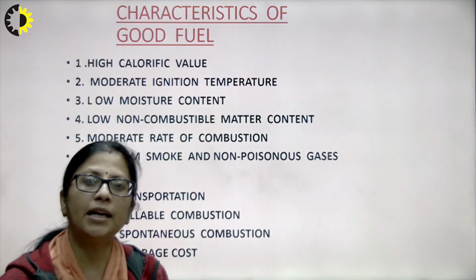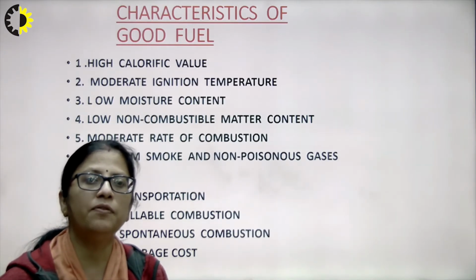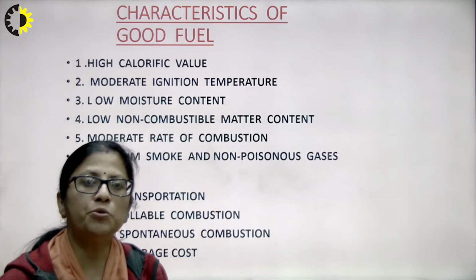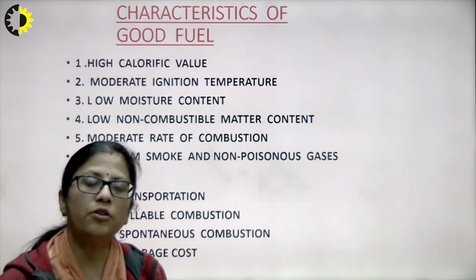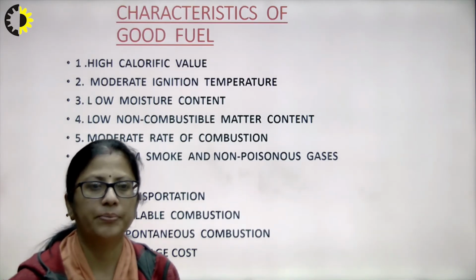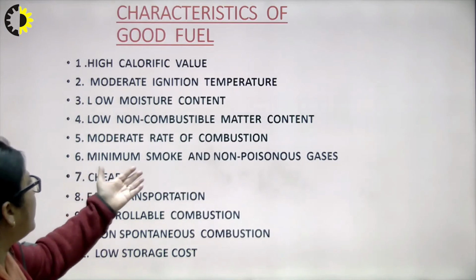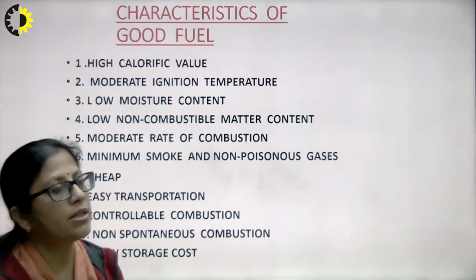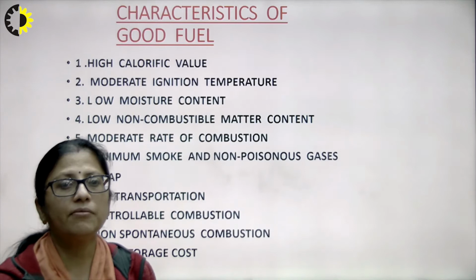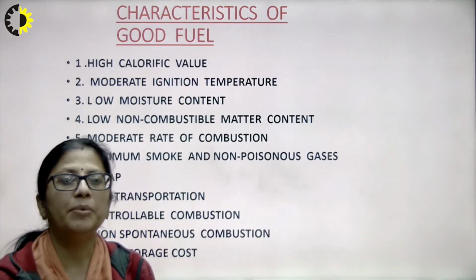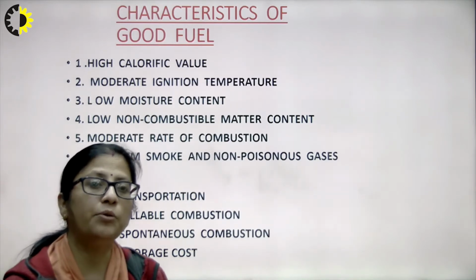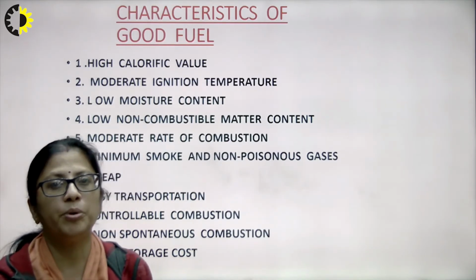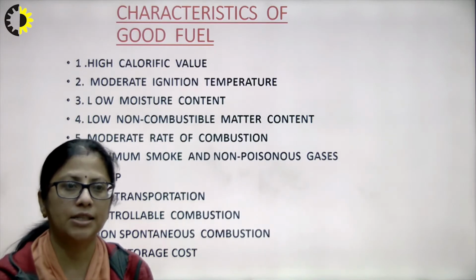And with slow burning, again, we will not be able to get the useful heat from the fuel. So in order to get maximum utilization of the heat energy from the fuel, the rate of combustion should be moderate. Then it should have minimum smoke and non-poisonous gases. Obviously, more smoke means a lesser calorific value, and obviously poisonous gases, like hydrogen sulfide, etc., should be less.